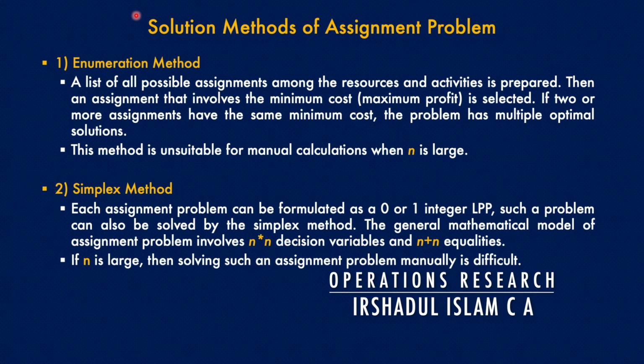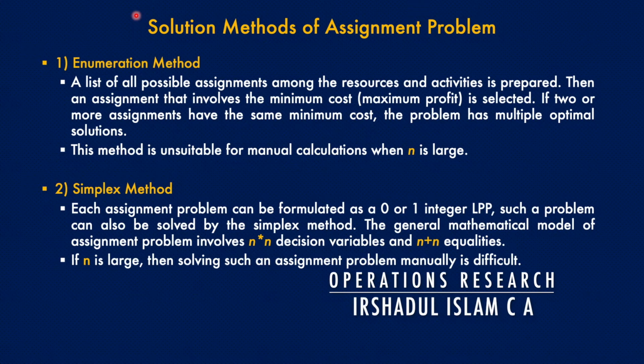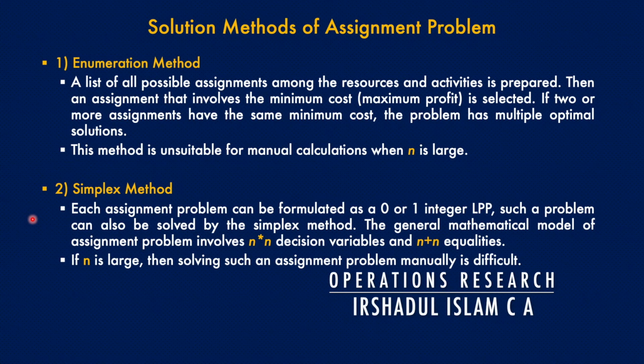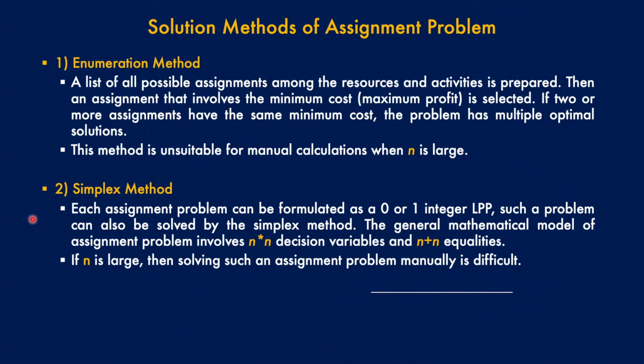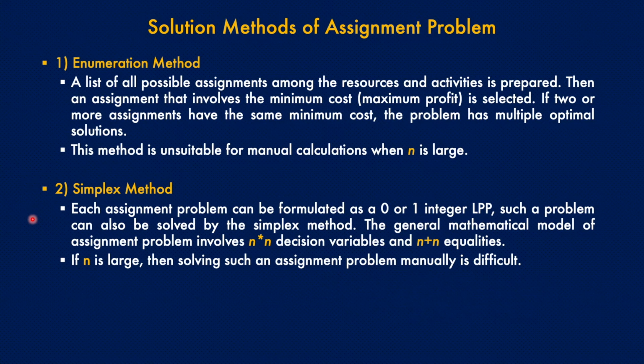Suppose if you have 10 or more employees and jobs, then it will be very difficult to calculate the optimal solution by this enumeration method. Simplex method. This we have learned in the linear programming problem area. If we have two or more decision variables, then we will use the simplex method for solving such a problem. So each assignment problem can be formulated as a 0 or 1 integer linear programming problem. Such a problem can be solved by the simplex method.